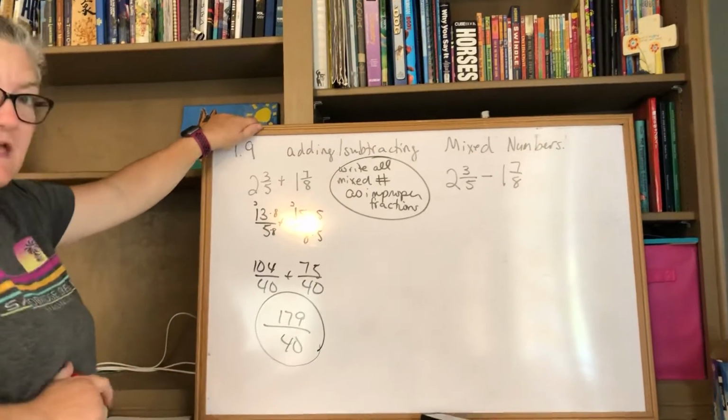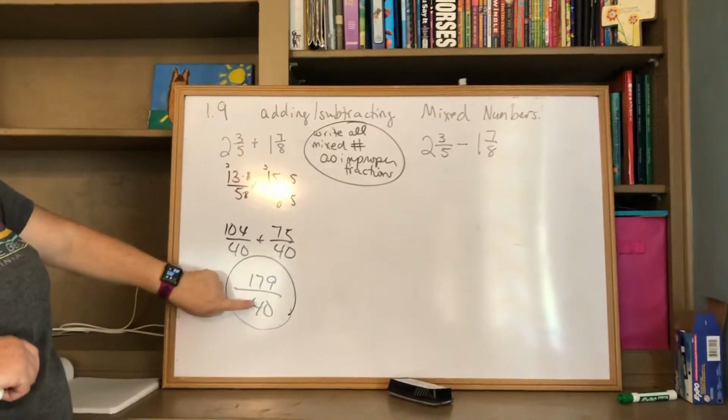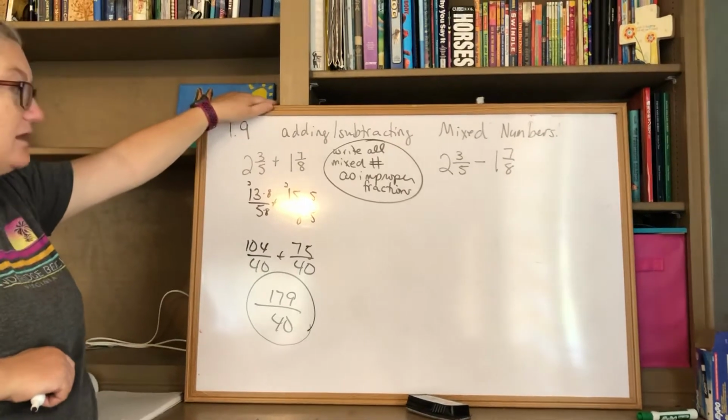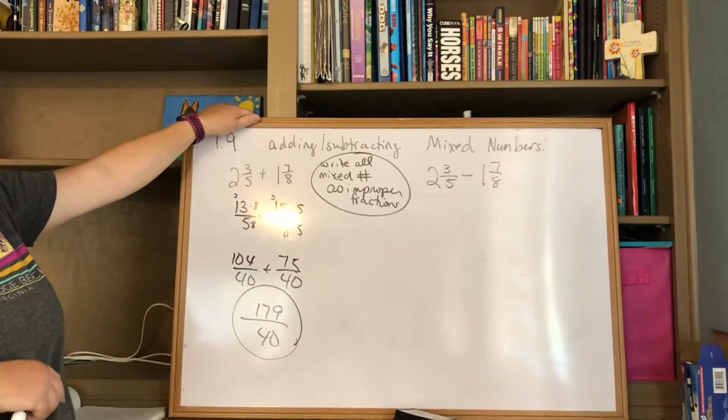Now, Connect Math may ask you to write that as a mixed number. So to write it as a mixed number, you divide the 40 into the 179. And keep your whole number and such. But you always need to see if you can simplify it.